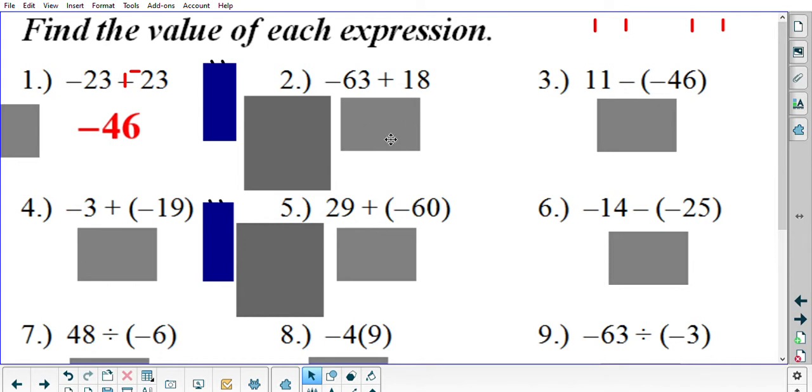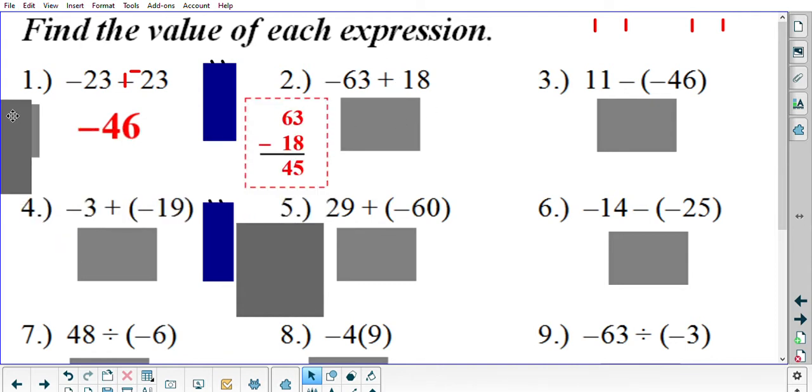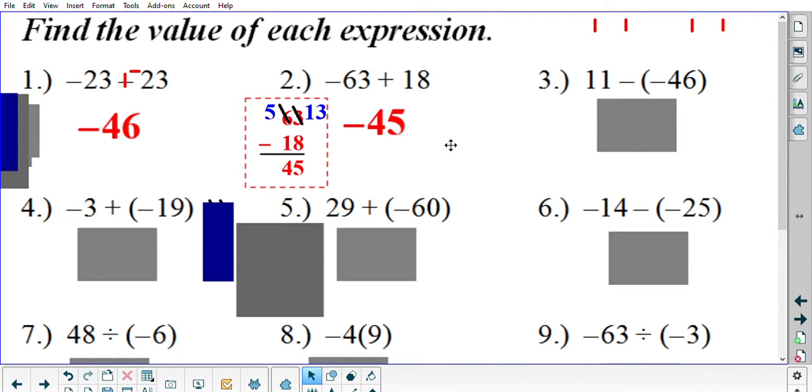Problem number 2, there was not a subtraction symbol in between, so you're not going to make it adding the opposite like we did on number 1. But since it's a negative plus a positive, you should have subtracted in your head or probably off to the side on this one, because this one's going to need a little bit of borrowing. And you guys remember how to borrow here from elementary school. The 6 would become a 5, and then you would make the 10 added to the 3 to get 13. You would subtract, get 45. Now, should it be positive or negative 45? Negative 63 has the bigger absolute value, so the result would be negative.